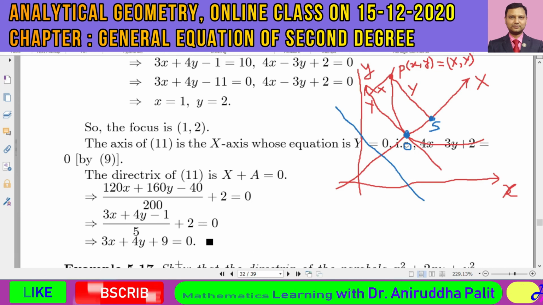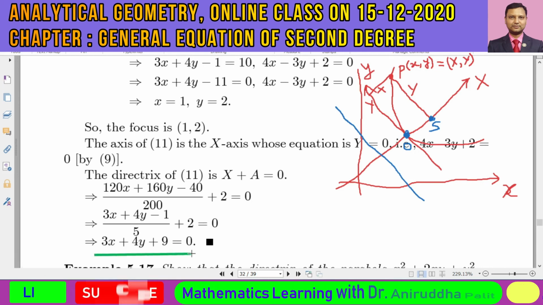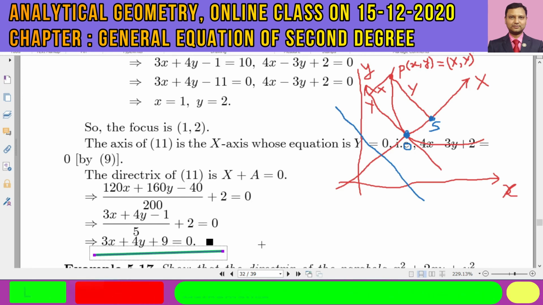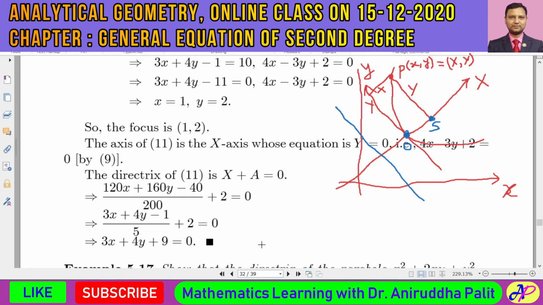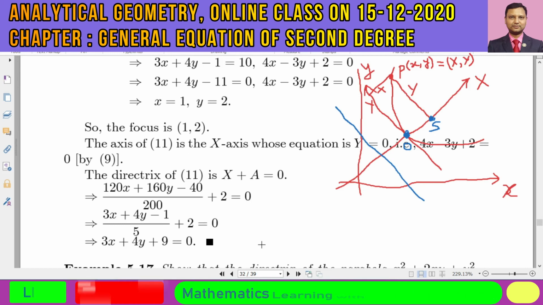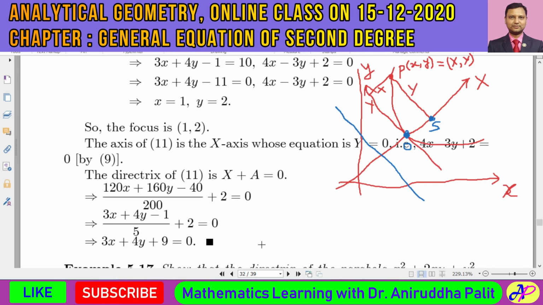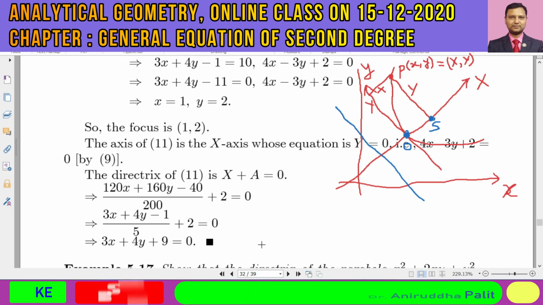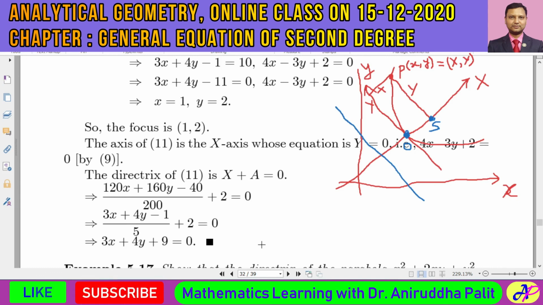So this equation of the directrix can be written in this way: 3x plus 4y plus 9. Remember, everything has to be converted in terms of small x and small y, because the original equation was given in terms of small x and small y. That's why everything has to be converted in terms of small x and small y. Capital X and capital Y just help us to compute the expressions in terms of small x and small y.